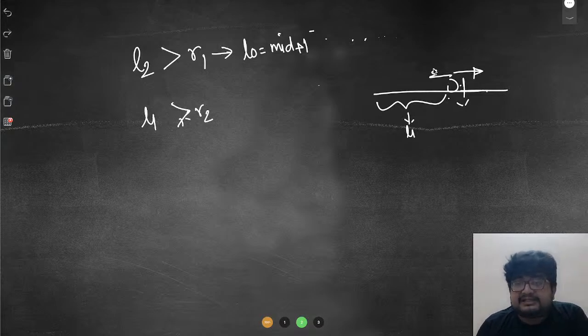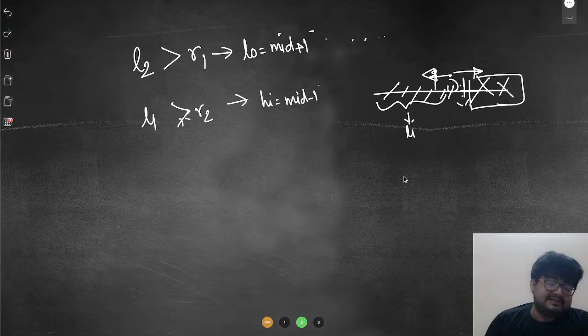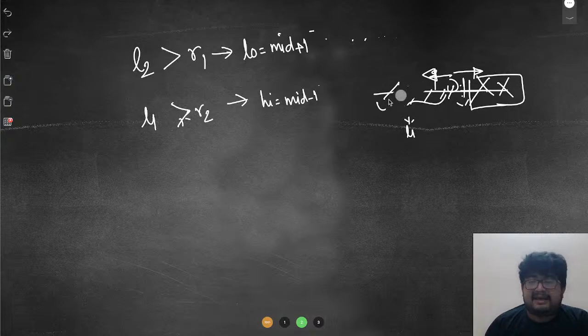That is, our partition should be moving on the left hand side. In this case, we should do high equals mid minus 1. That is, the valid position for the partition is definitely on the left hand side. So we discard this entire region, the entire right hand side. So this is how we do binary search. This is the condition for doing binary search.